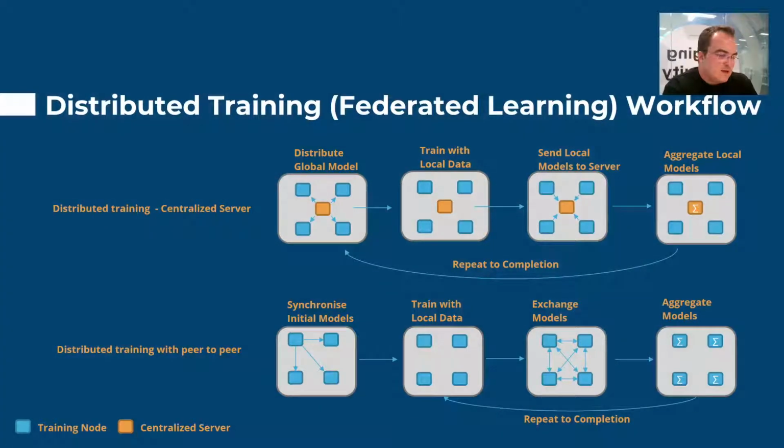The second variety is distributed training with peer-to-peer, whereby there is no centralized server, but all the nodes that are training their model together can cross-share, as you can see in the third little cube. So they can exchange these parameters on the go, and then they improve the overall model for everyone across all 4 nodes, right? So that's the overview of the workflow.